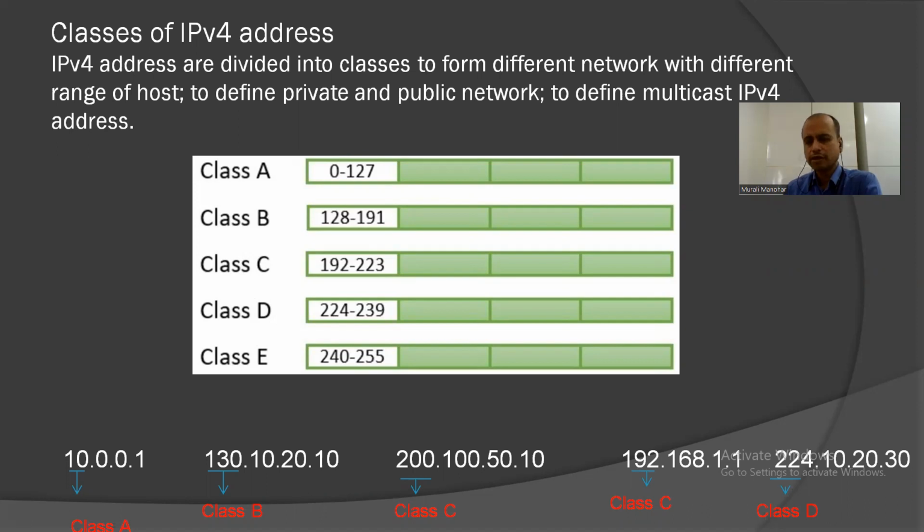To identify the class of an IP address, if you can memorize these ranges, you can easily identify the class of any IPv4 address, because in IPv6, there is no class. Class A's range is 0 to 127, class B 128 to 191, class C 192 to 223, class D 224 to 239, and class E 240 to 255. Fine. So I have just written a few examples here also.